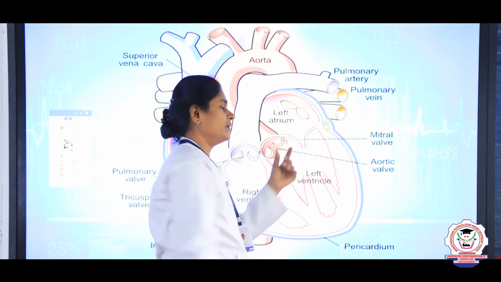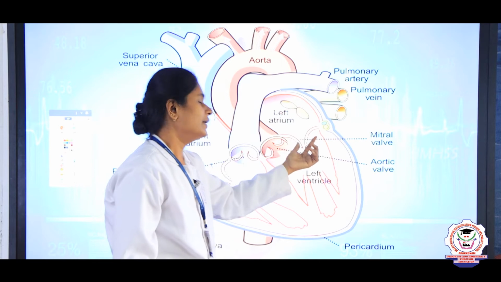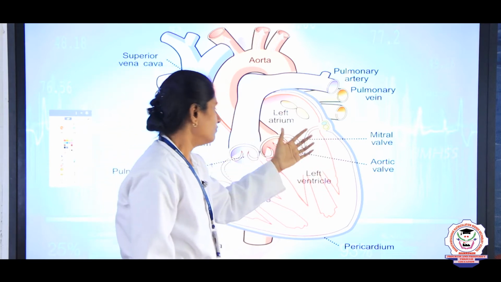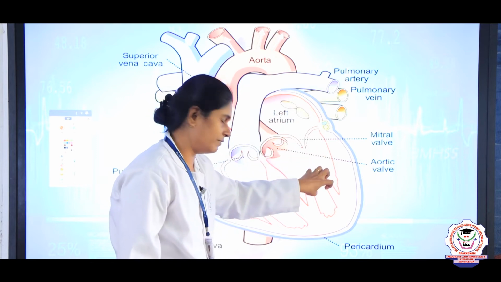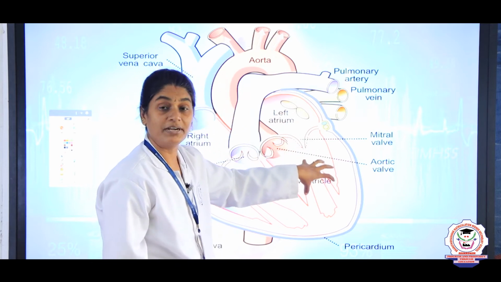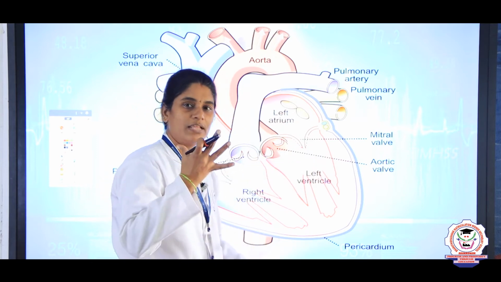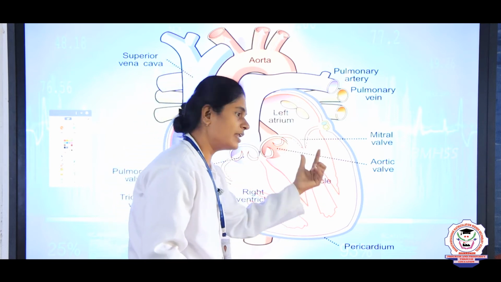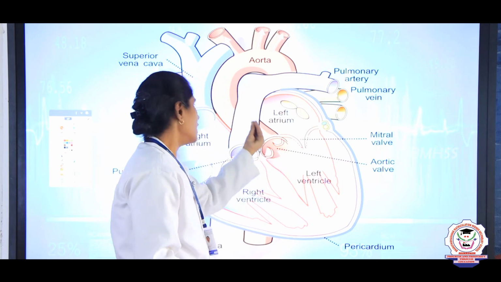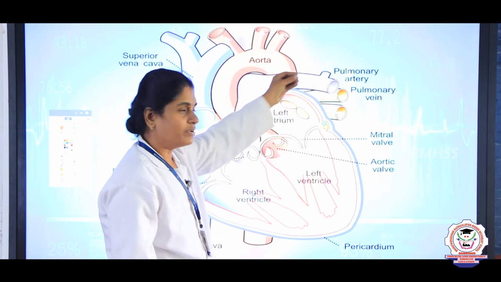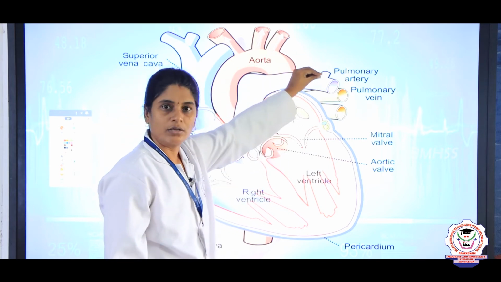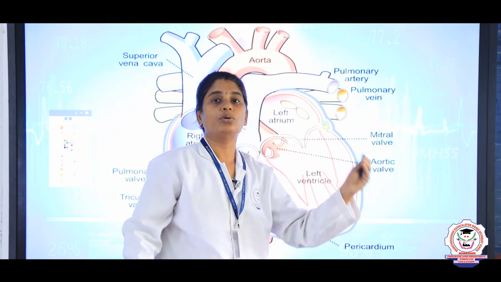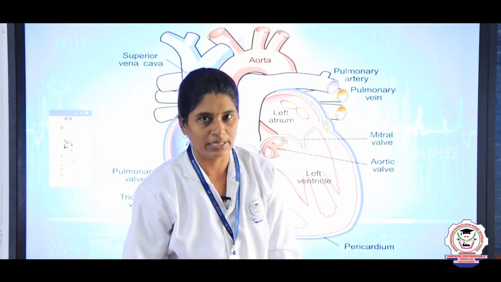Through this valve, which is known as the mitral valve, or we can say bicuspid valve, right. Once the left ventricle is filled with the blood, the left ventricle contracts. When it contracts, the blood from the left ventricle enters a blood vessel which is known as the aorta. Through the aorta, the oxygenated blood is sent to all the parts of our body, right.